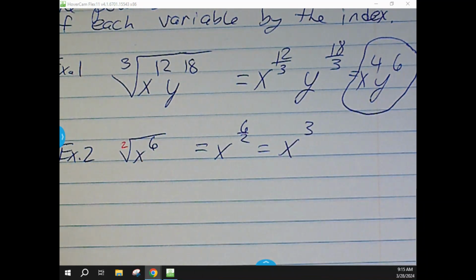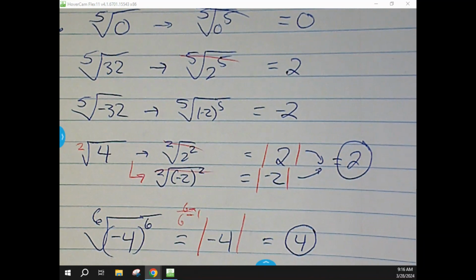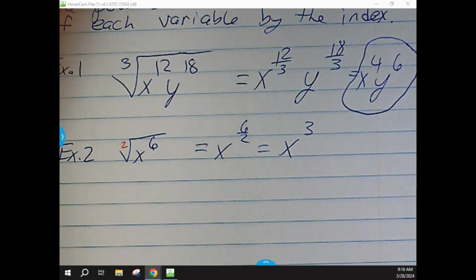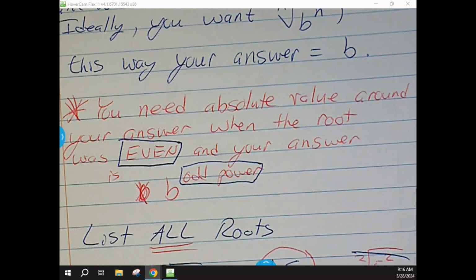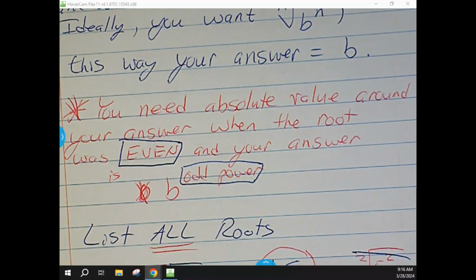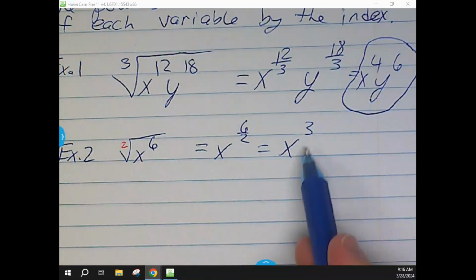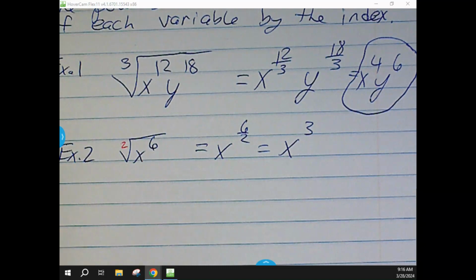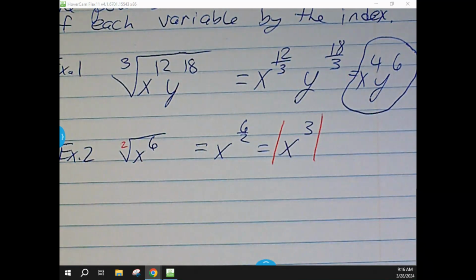Now, this is where it really makes sense, because back when we were putting absolute values, you may have been looking at that going, well, that doesn't really make a lot of sense. This is where it's going to make more sense. Here's where we need it. You need absolute values around your answer when you start with an even index, or an even root, and your answer is an odd power. We've got an even index. We've got an odd power. So we're going to put absolute values around that answer.